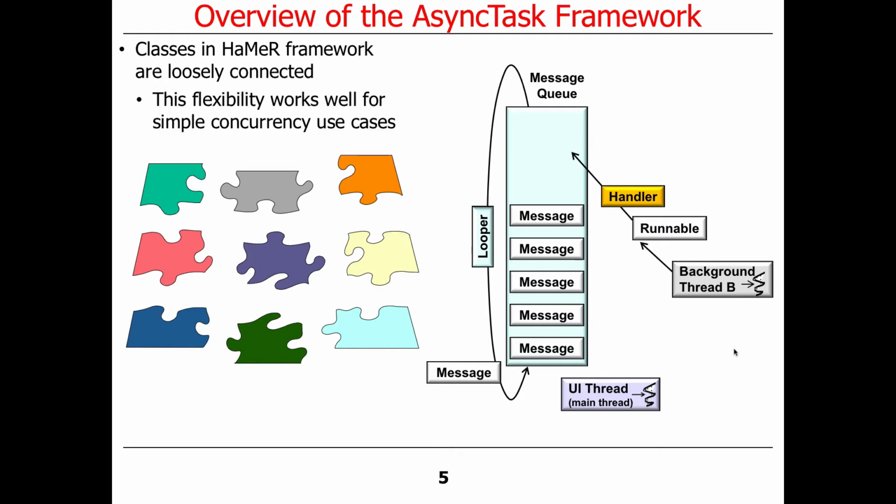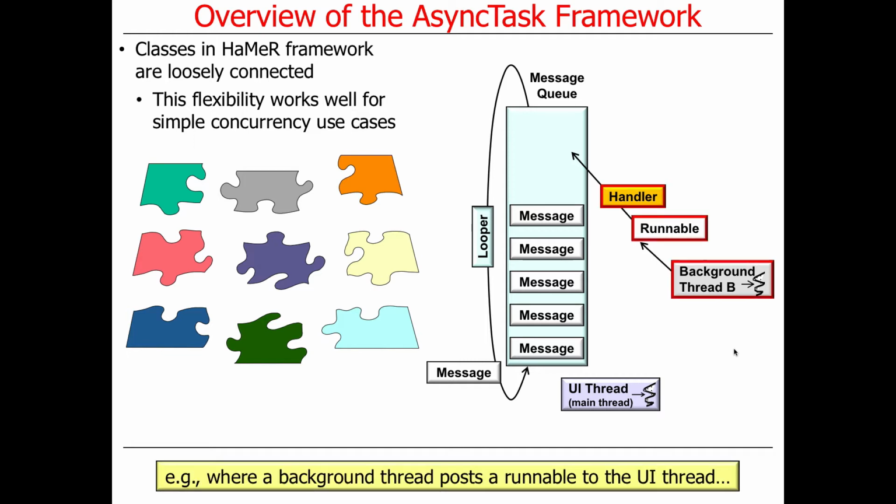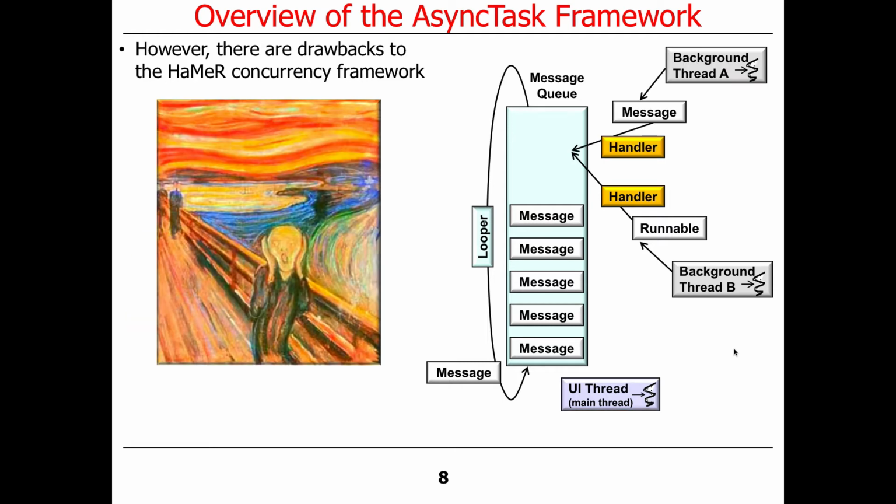Now, for very simple use cases, this is great. If you just have a thread and it's going to do some computation in the background and it wants to send the information to the UI thread to display it, it's really easy to do that. So for very, very simple use cases, it works okay. If a background thread posts a runnable to the UI thread and the UI thread dispatches the run hook method of the runnable to do something, that's pretty much a piece of cake.